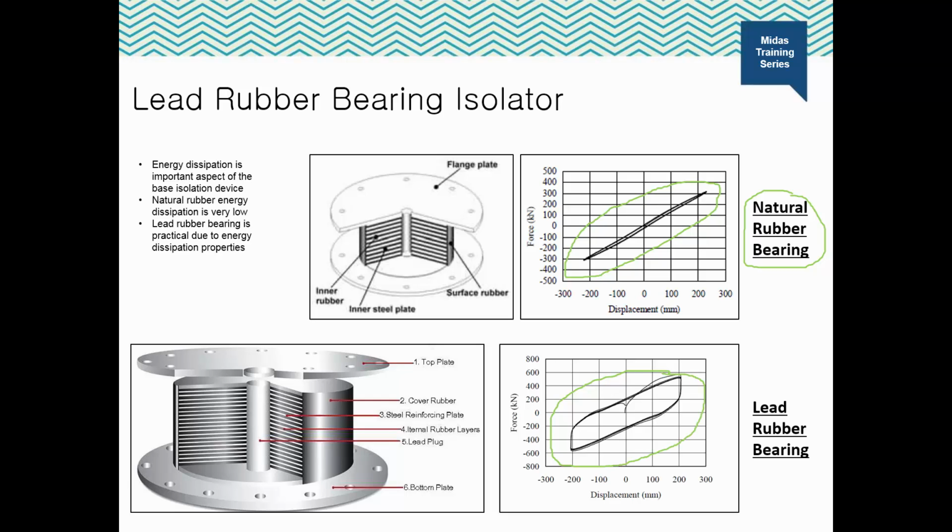After providing the lead core, the area of the hysteresis loop is increasing drastically, and therefore we need to provide a lead core. Lead core increases the damping of the system, and hence the loss of energy also increases accordingly.